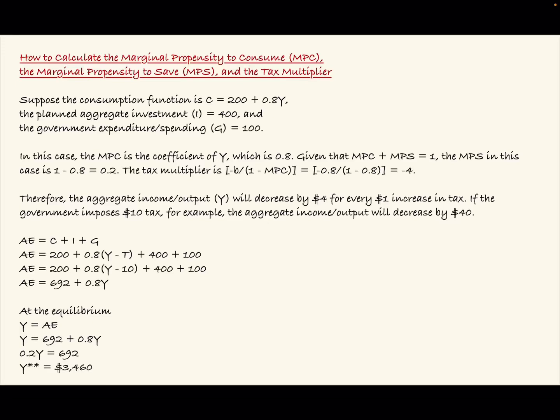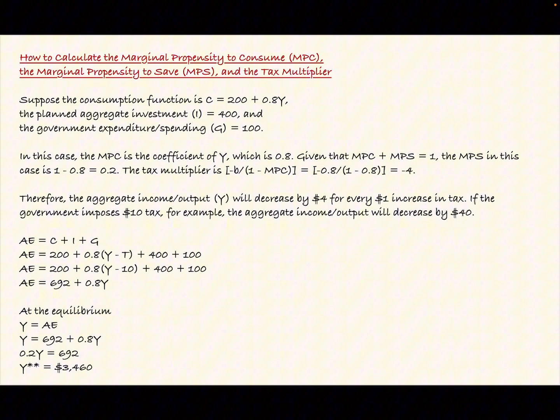In this video, we're going to look at how to calculate the marginal propensity to consume, MPC, the marginal propensity to save, MPS, and the tax multiplier. Now suppose the consumption function is C equals 200 plus 0.8y. The planned aggregate investment, or I, equals 400, and the government expenditures or spending, G, equals 100.